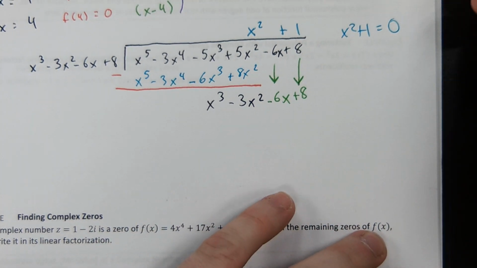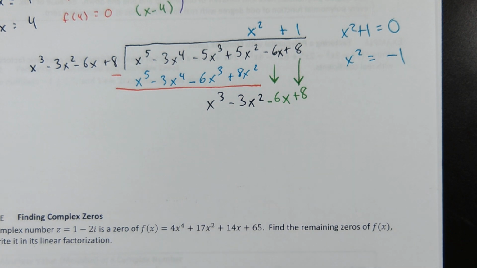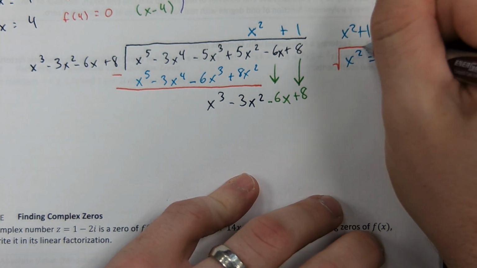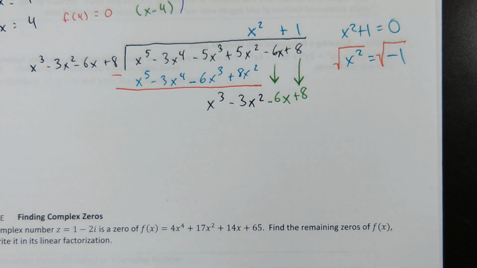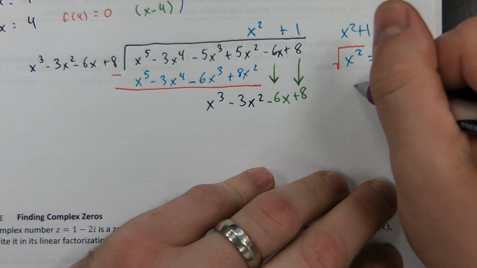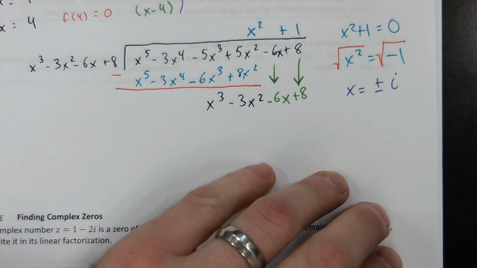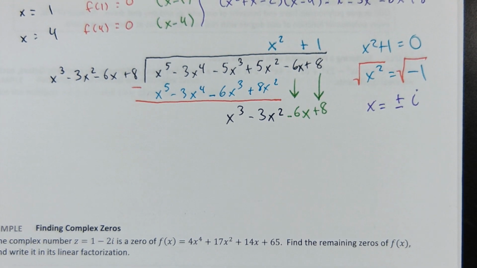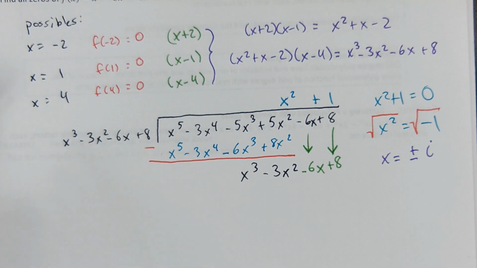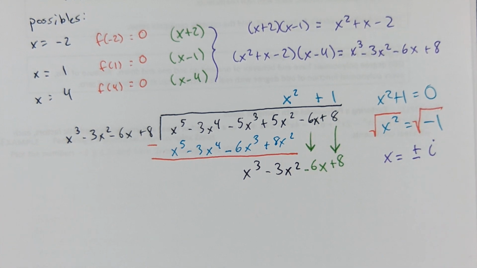Yep. Subtract 1 from both sides. And then cancel your square with a square root. Just remember that anytime you cancel a square with a square root, it's going to produce a plus or a minus. And the square root of -1 is I. We now have our 5 solutions. -2, 1, 4, positive I, negative I. That means we know our 5 linear factors, which is what the question asked us to do.